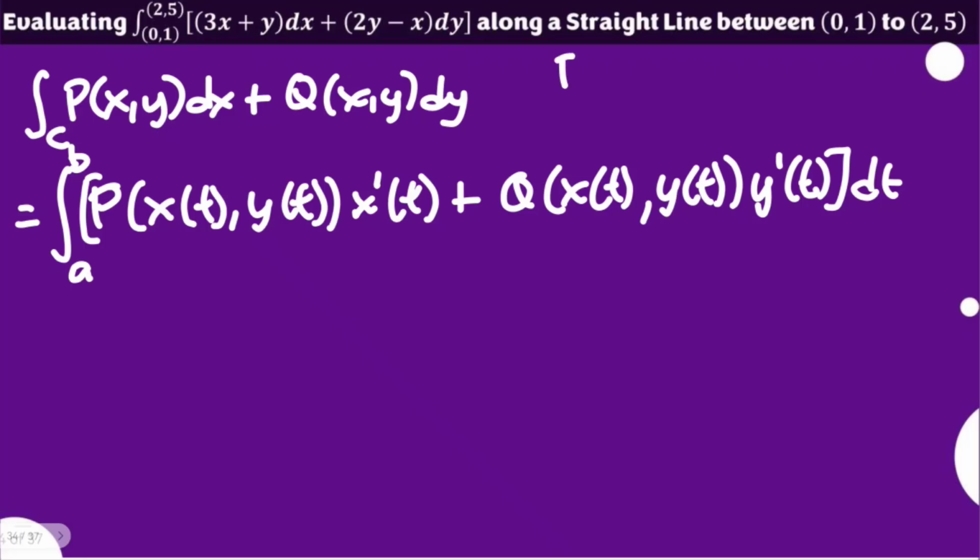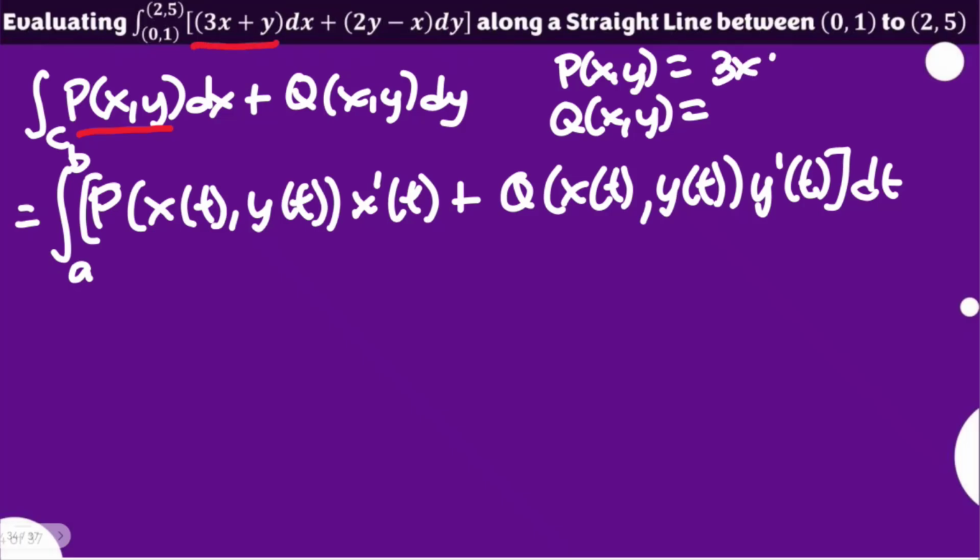Let's not forget that the first item that we can identify in our given would be the functions P and Q of (x,y). Your P is actually the function to be multiplied with dx. Hence, you will have here 3x plus y. As for your Q, this is that function. You will have 2y minus x. We need that later on because as soon as you identify the parameters for x(t) and y(t), you will be substituting that in our functions respectively.